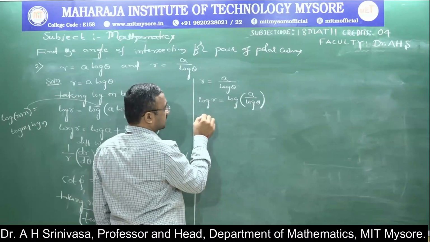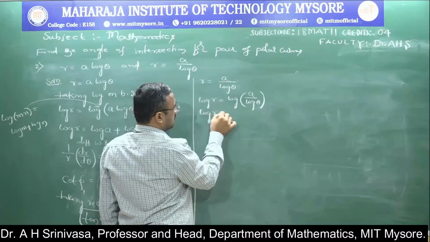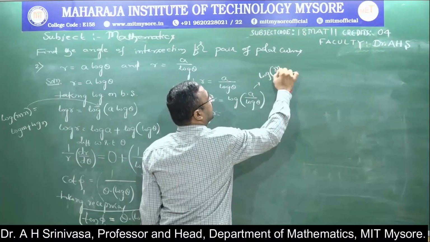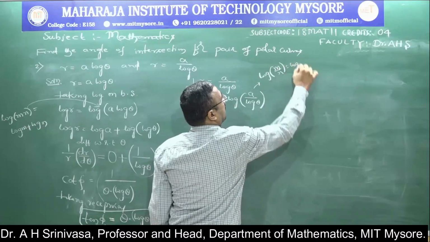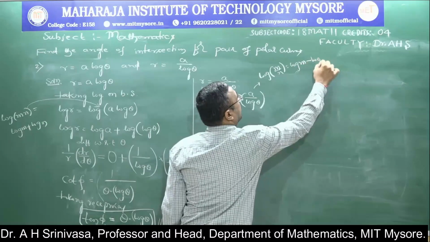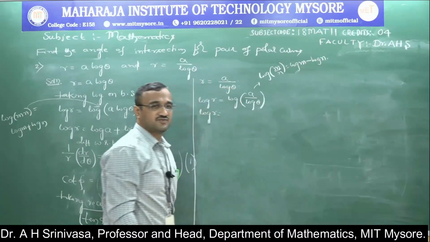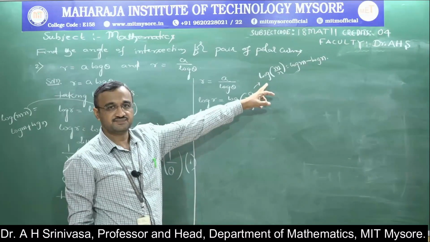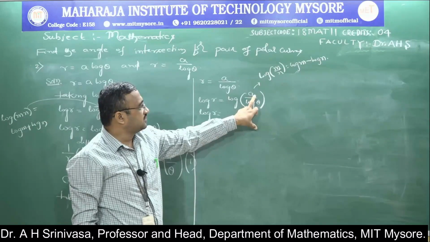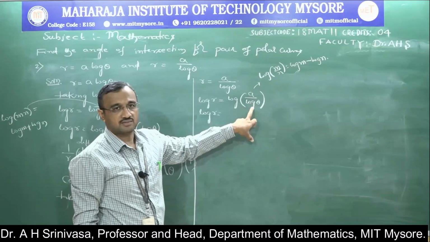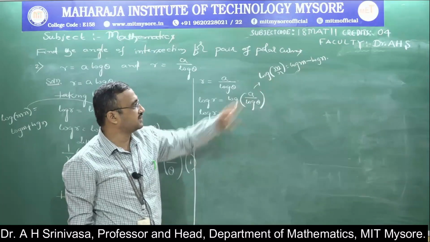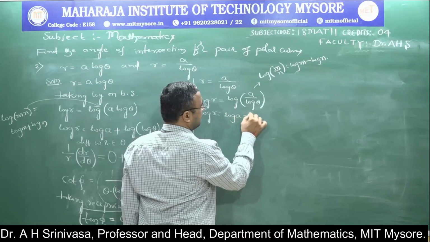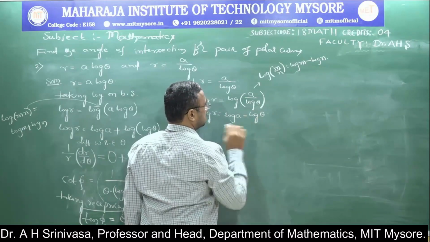Now use the properties of logarithm. It is exactly in the form of log m by n, which is log m minus log n. I have to use this result here. m is a, and the division form becomes a difference form: log m by n becomes log m minus log n. Use that property: log a minus logarithm of log theta.